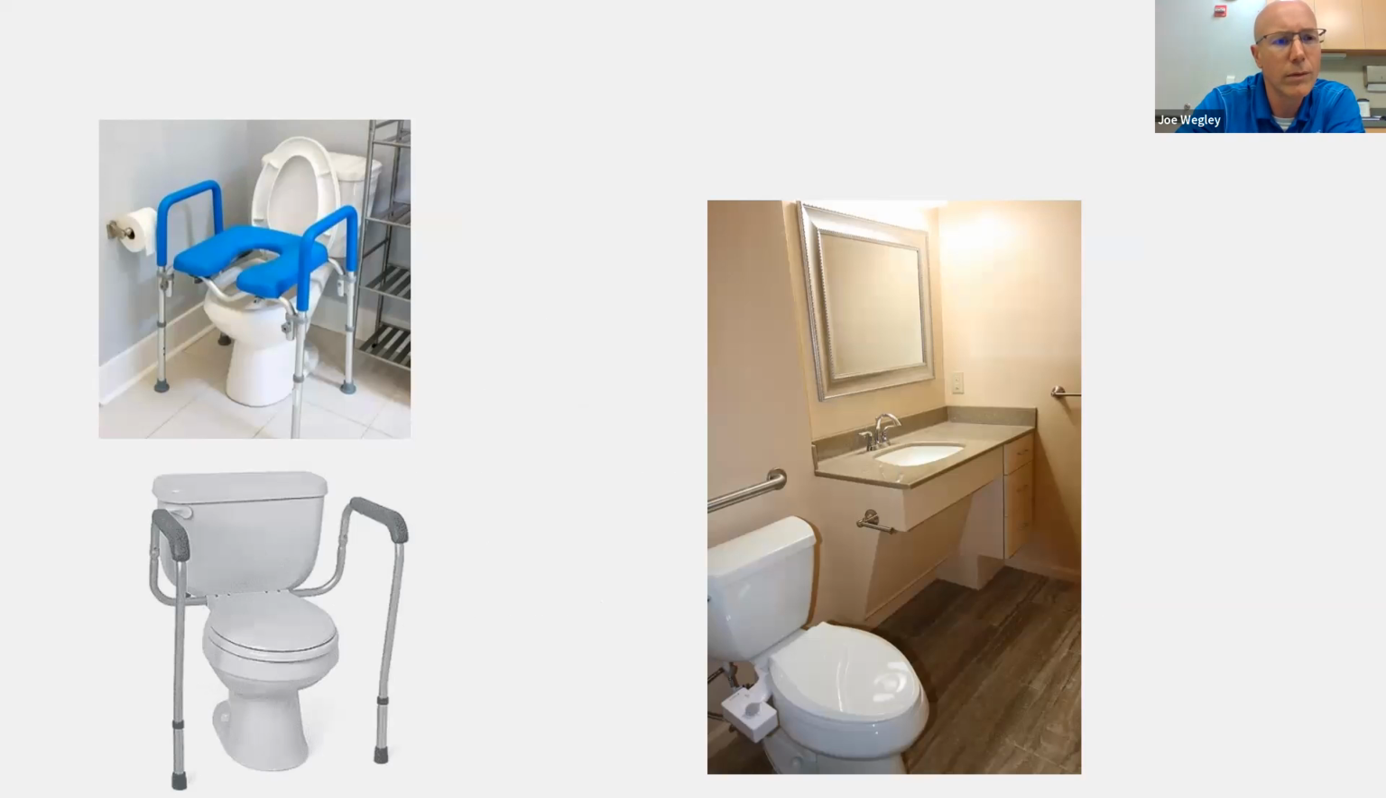So the next slide is a number of photos. On the upper left-hand corner is just a toilet seat riser with handrails. The bottom left-hand corner is a picture of removable handrails on a toilet for someone to utilize when transitioning to and from. And then finally, on the right-hand side, I just wanted to present the picture where the sink is an open access sink underneath, and that allows for the wheelchair to move closer to the sink.